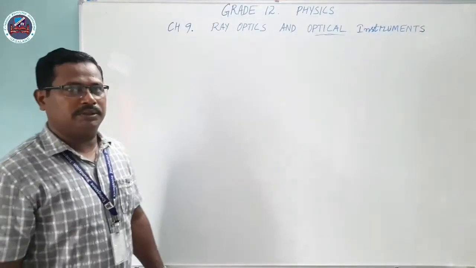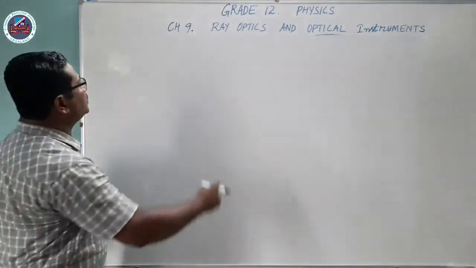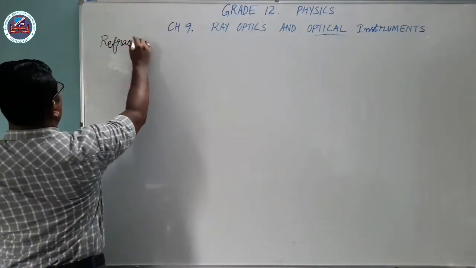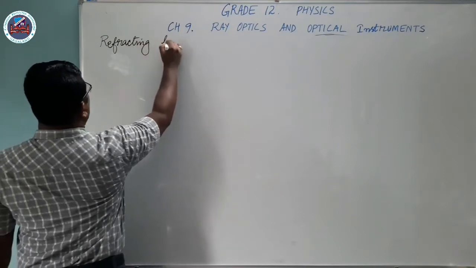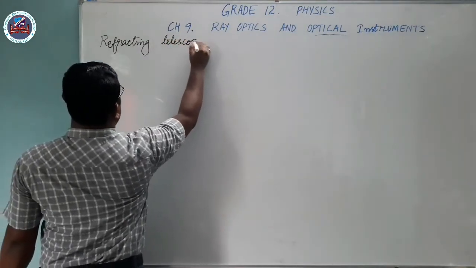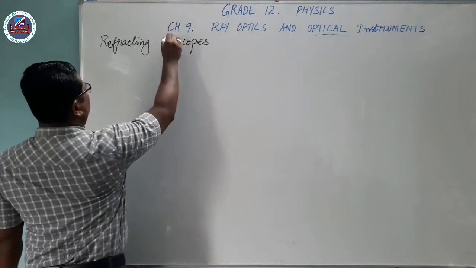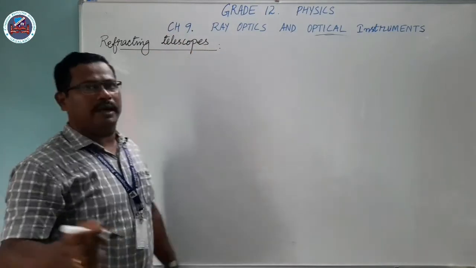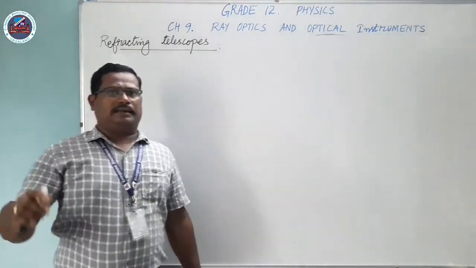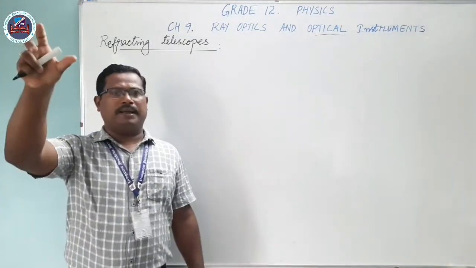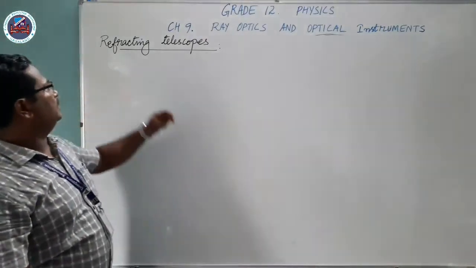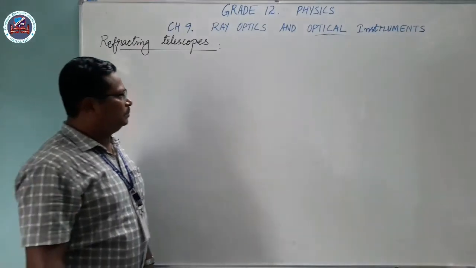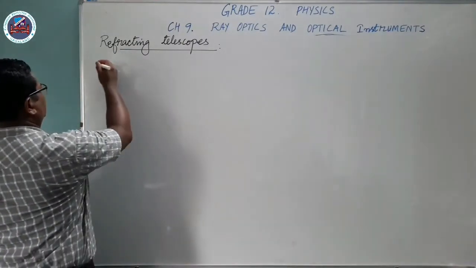Let's discuss refracting telescopes. Telescopes are those optical instruments which are used to view heavenly bodies like the moon, stars, and planets. We use these refracting telescopes. How a telescope works will come in two cases.